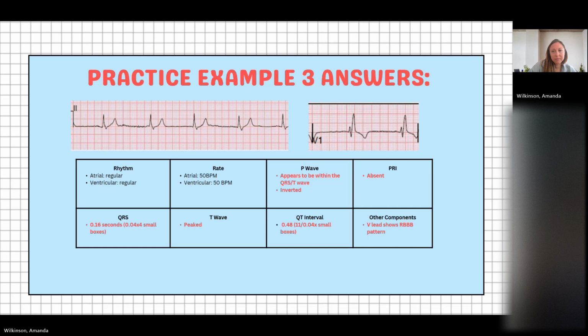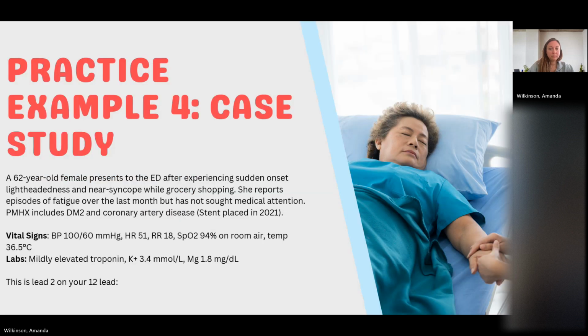There's a question. Go ahead, Maya. For the right bundle branch block, does it only show on V1, or does it also show on different leads on the 12 lead? We are not covering 12 leads today with our bundle branch blocks. This is just what you can see on a continuous cardiac monitor. Okay. So you can see your V lead on your continuous cardiac monitoring will show your bundle branch block. All you'll usually see on lead 2 is a wide QRS complex.